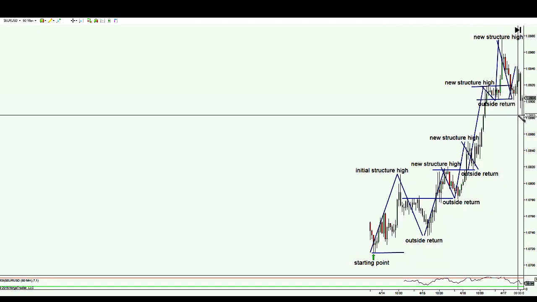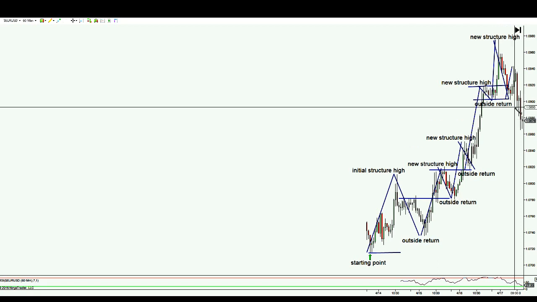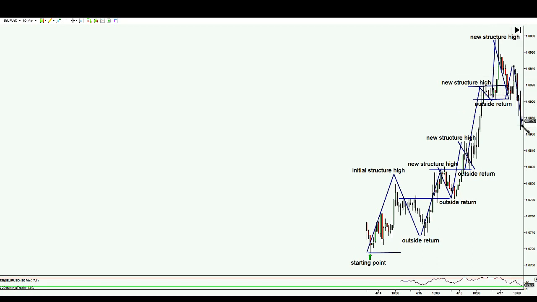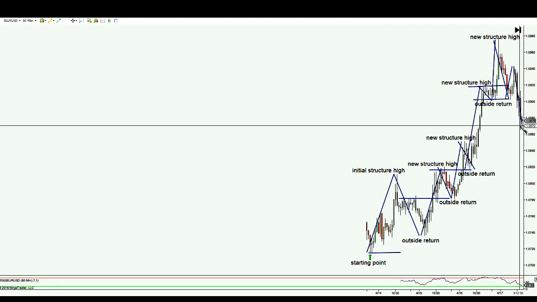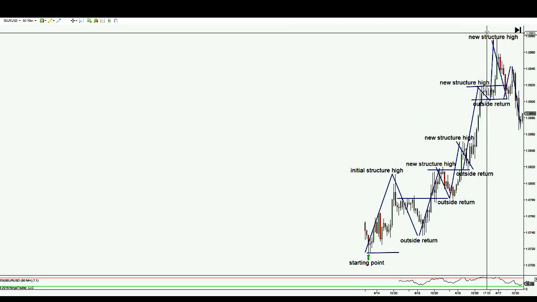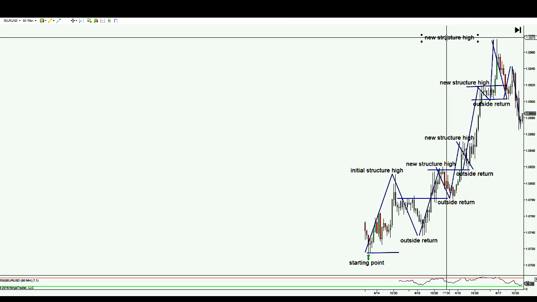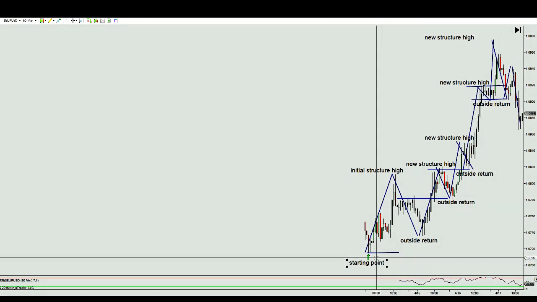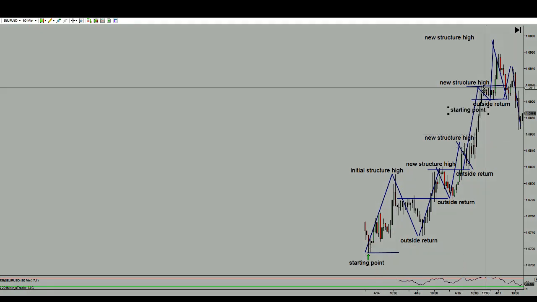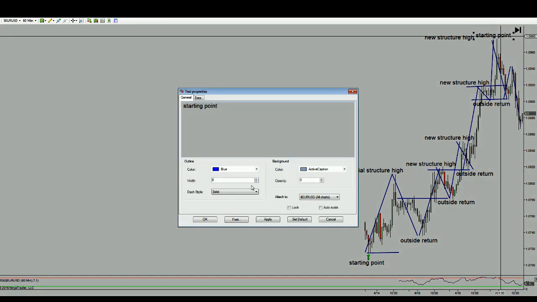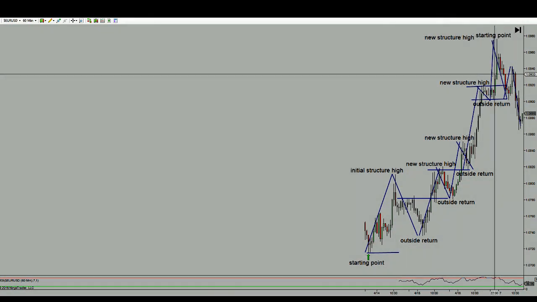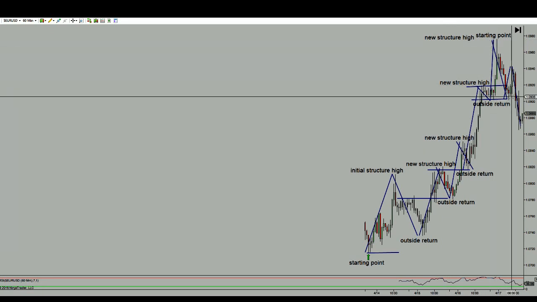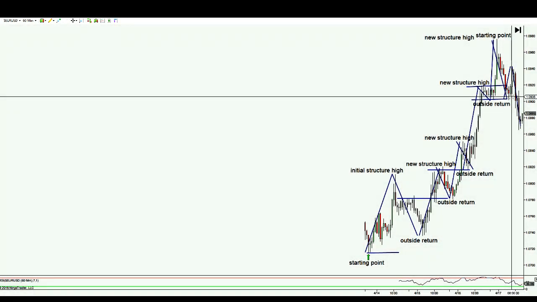We've got some long wicks down here, but here we get a lower close. So with this lower close, what we're going to watch for is moving this over here. We could actually say that this is going to be our starting point now. Yeah, that's going to be our starting point.